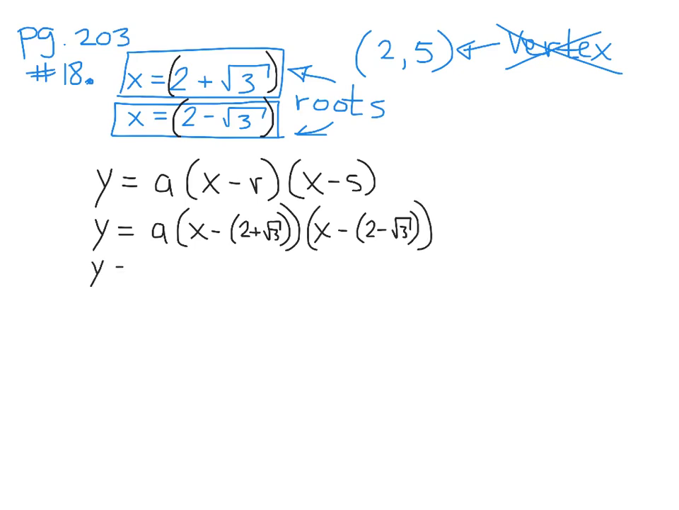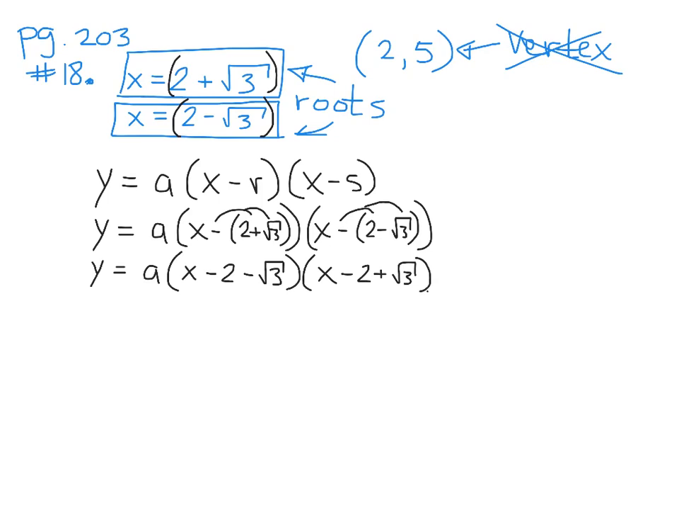Now, continuing this, I'm going to make sure I expand this negative here. So simplifying a little bit, I have x, and the minus applies to both of those things in here. So I have x minus 2 minus root 3. That's the first bracket. The second bracket, if I apply that negative to both things, I have x minus 2 plus root 3.